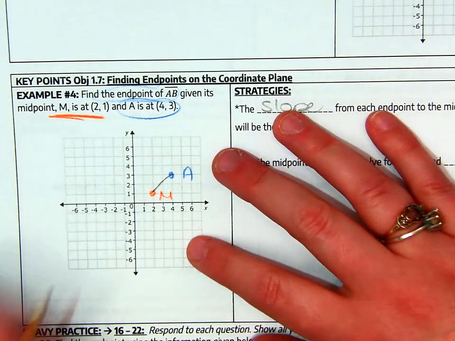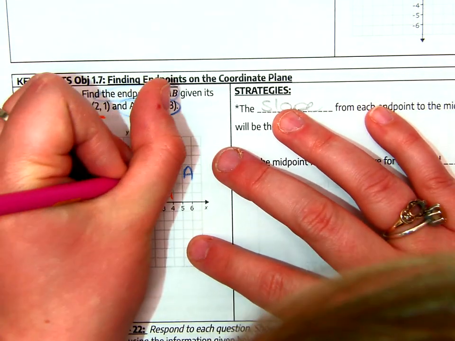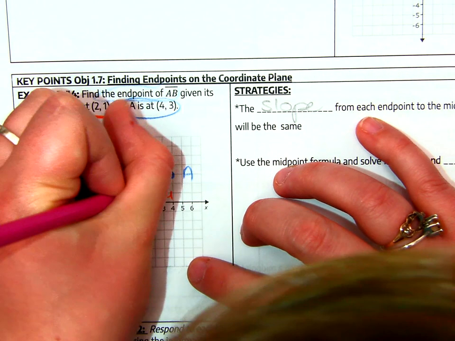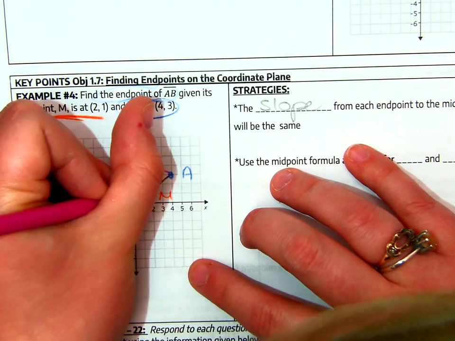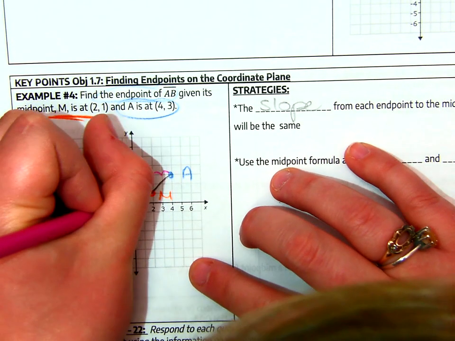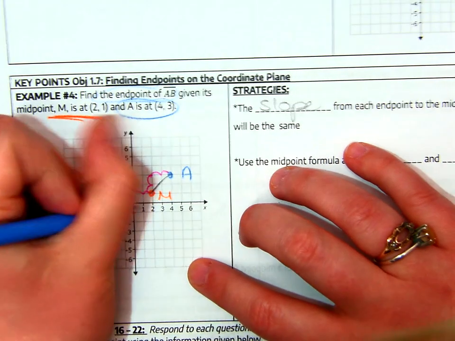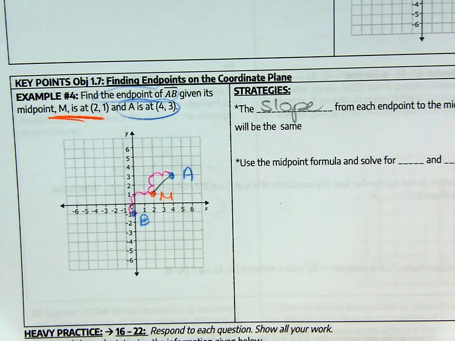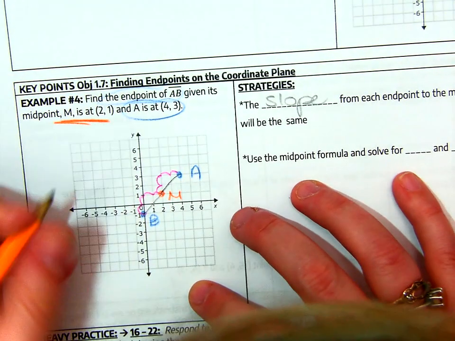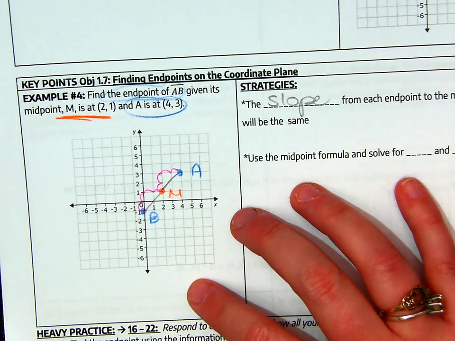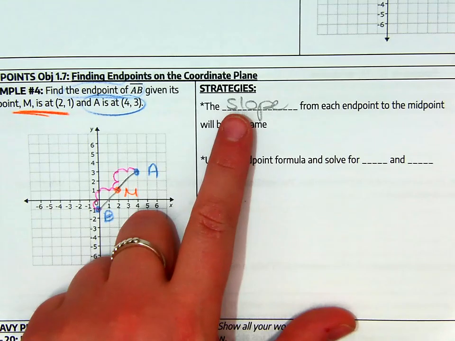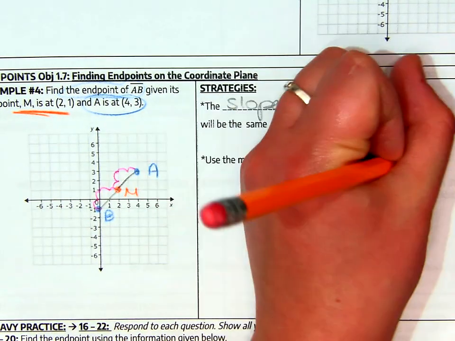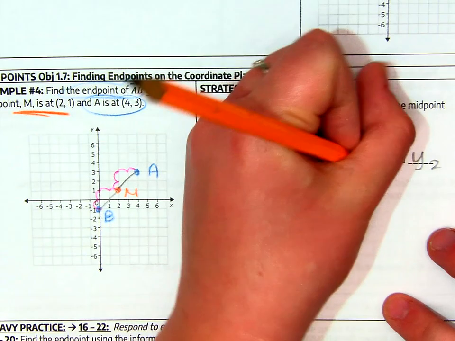Let's do that idea. So the slope is, I go 2 to the left, and then I go 2 down, right? So if I go 2 to the left, and then 2 down, that shows me exactly where B needs to be, which is at what, 0, negative 1? Okay, so it's one way to use it. Or you could use that midpoint formula and solve for x2 and y2.